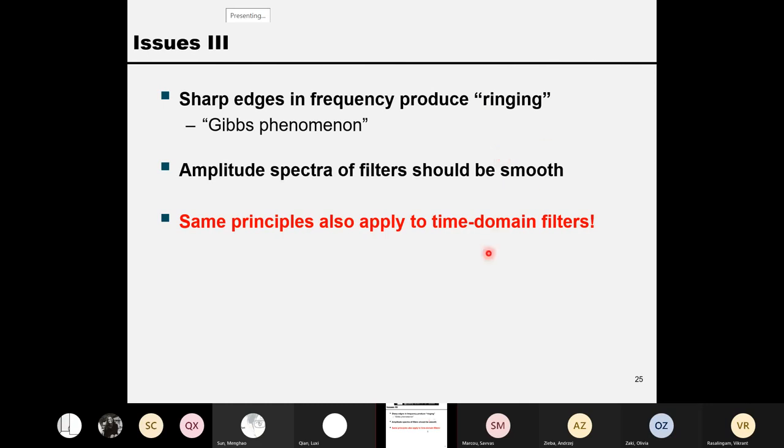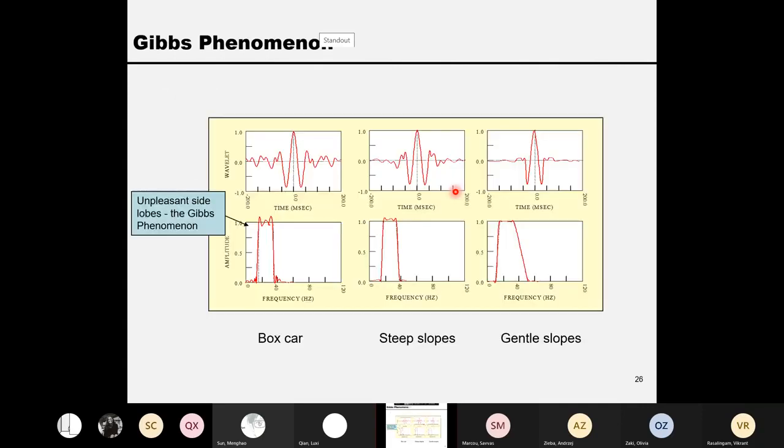So far I mentioned we do the convolution in the time domain and the modification in the frequency domain. In fact, time domain and frequency domain are relative. You can also do convolution in the frequency domain, equivalent to modification in the time domain. That's relative, so these principles also apply to time domain filters. Let's see what these two phenomena mean: one is the Gibbs phenomenon, the other is that the amplitude spectrum is not smooth.